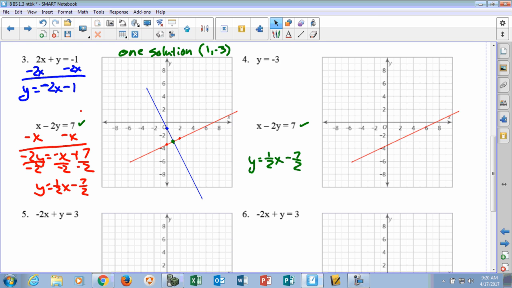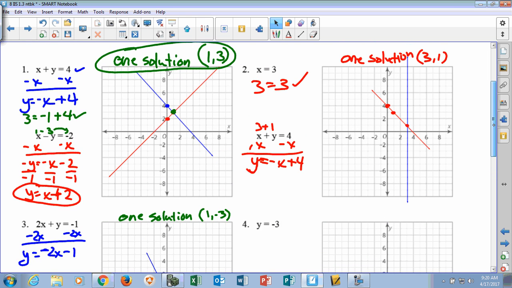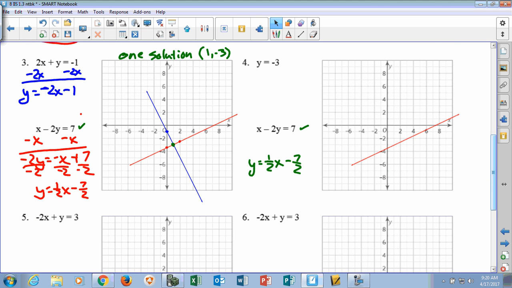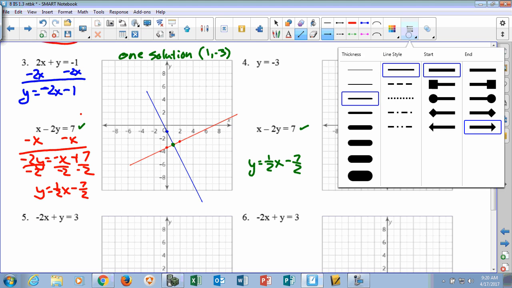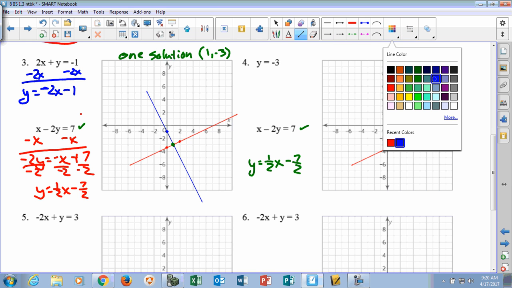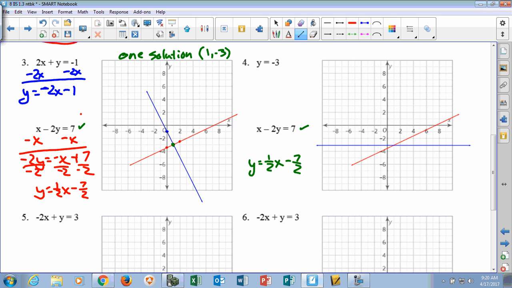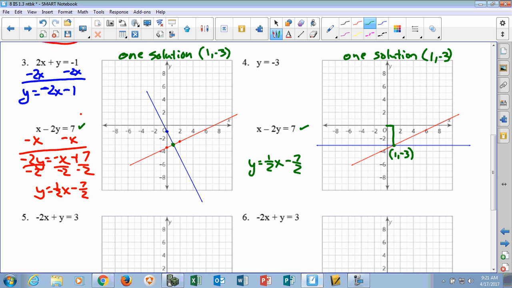Now, this equation here, y equals negative 3. If you remember from yesterday, we did x equals 3 is a vertical line. So that means y equals negative 3 is a horizontal line, and all these points are at y equals negative 3. If I go across here like that, we get an intersection right there. If I go this way, that's x is 1, and I go down 3, our intersection point is at (1, negative 3), which happens to be the same exact answer as in number 1. So we have one solution, again, at (1, negative 3).